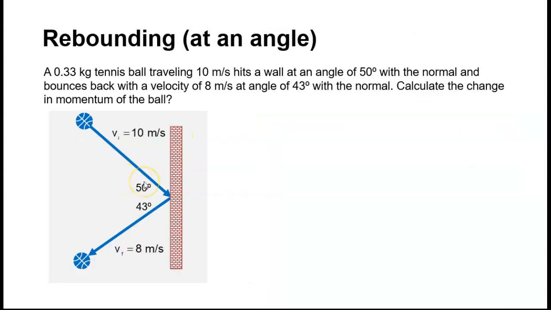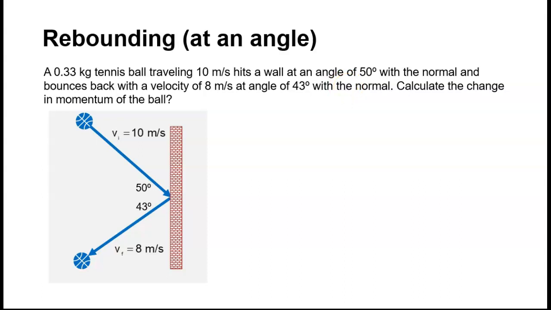But what if you were playing tennis and you hit the ball at an angle? So rebounding at an angle is a little bit more complicated. So here we have a tennis ball that's traveling 10 meters per second, and it's going to hit the wall at an angle of 50 degrees with the normal, and bounces back with a velocity of 8 at an angle of 43 degrees with the normal. Calculate the change in momentum of the ball.